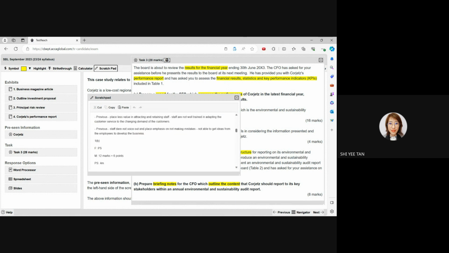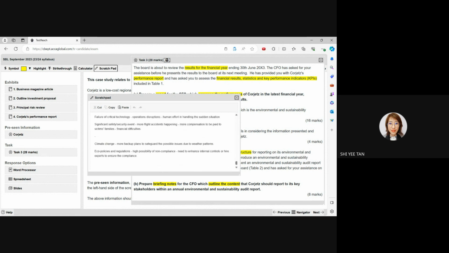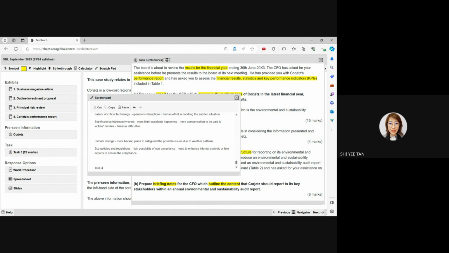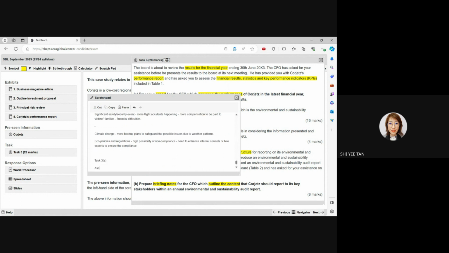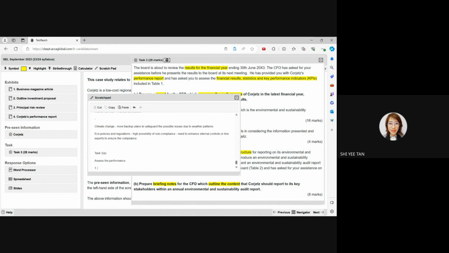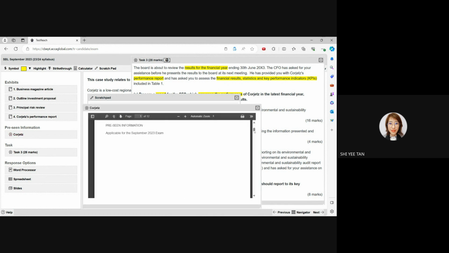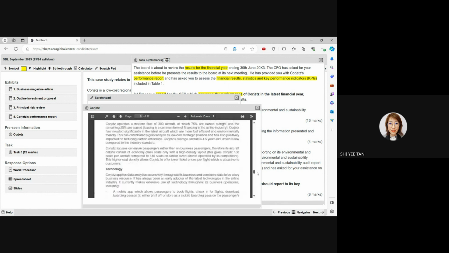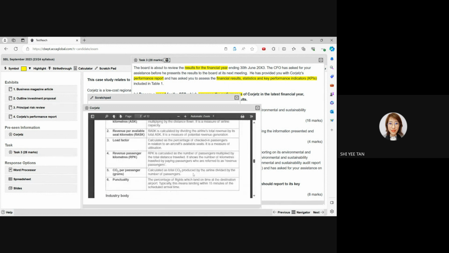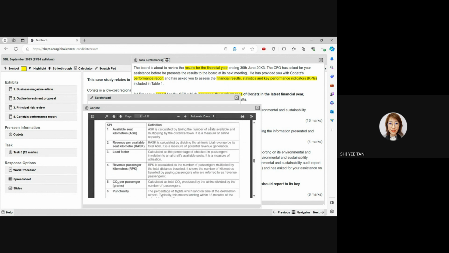So you write here, task 3A, you need to assess the performance in terms of financial result, in terms of statistics, in terms of KPIs. Okay, KPIs, remember? Our Priscilla will help you already, like this. Where is the KPI? Here. Our Priscilla will be helpful. Good.